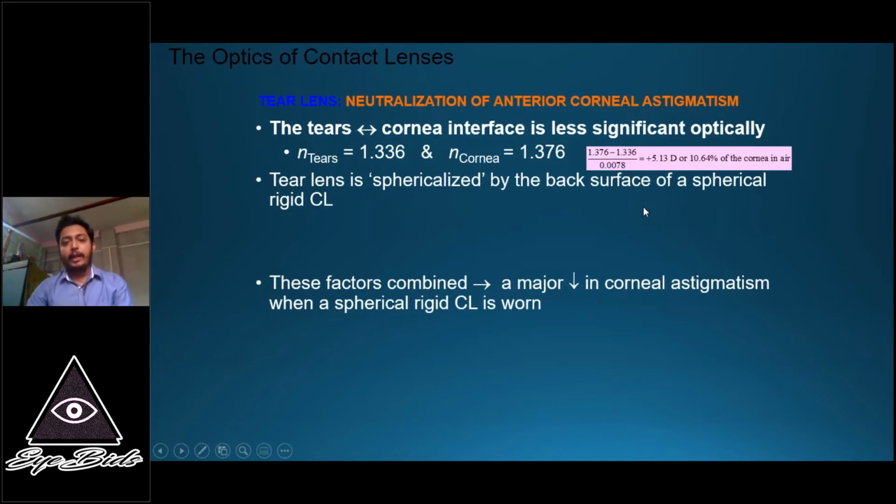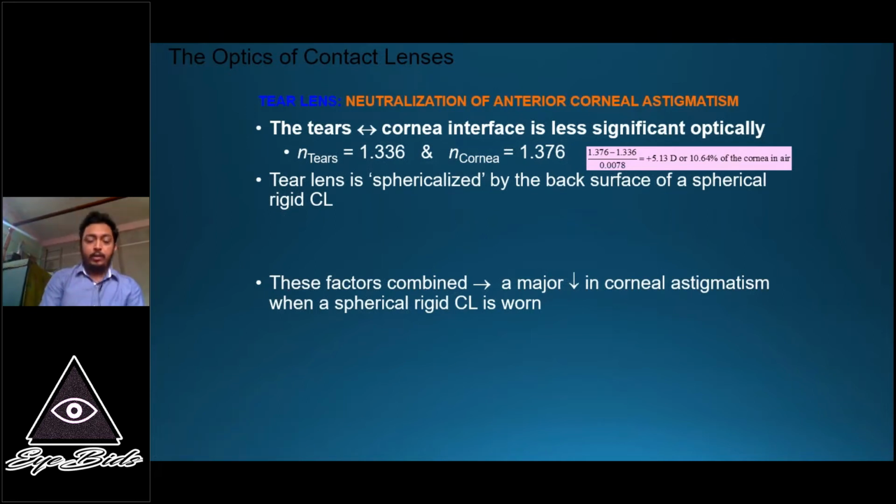So what we do is take the refractive index of the cornea minus the refractive index of the tear, because it is going minus from where it is coming. The refractive index of the cornea is 1.37, the refractive index of the tear is 1.33. Eventually we'll get 0.04, which is almost 10% of the corneal power. So this is why only 90% of the corneal astigmatism will be neutralized.